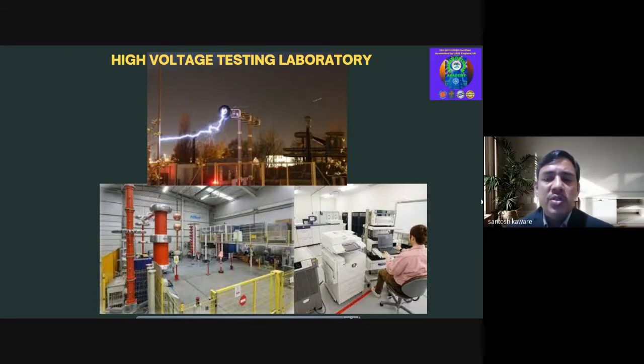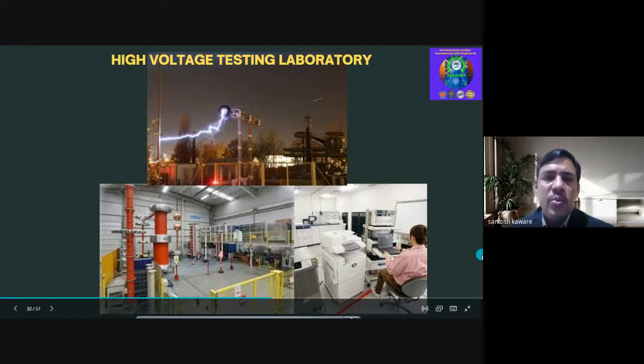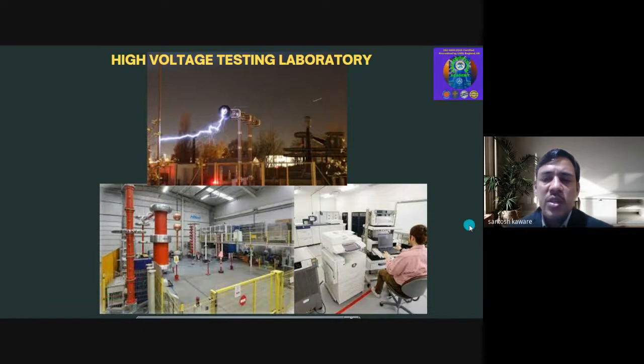Such equipments we can test before installation for any utility. We will have to test these equipments in the laboratory. Generally, many manufacturers, almost all manufacturers, have their own high voltage testing laboratories because that is most important. Whenever you manufacture, you have to test in the manufacturing industry itself. So they have such laboratories for testing purposes.